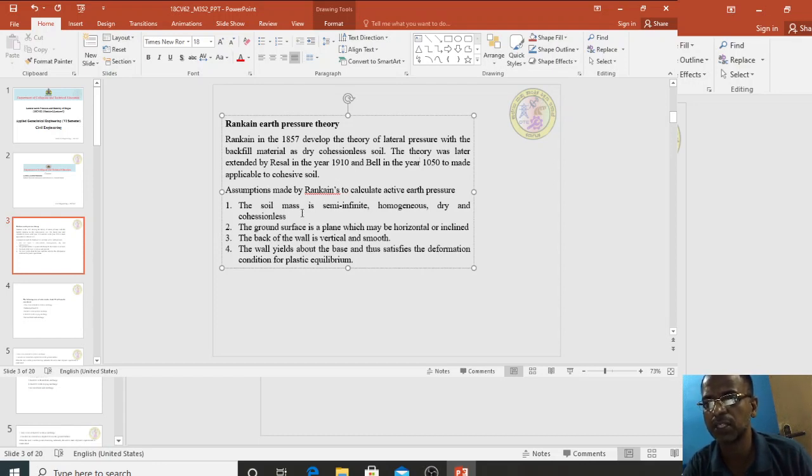The assumption is that the soil mass is semi-infinite and homogeneous. In reality, no soil is homogeneous. It is heterogeneous. If it is homogeneous, it should be purely sand, purely clay, or purely silt. But if you take a lump of soil, it is a combination of sand, silt and clay, or any two combinations, or it may have more than three combinations like gravel, etc. But we are assuming it as a homogeneous, dry and cohesionless soil.